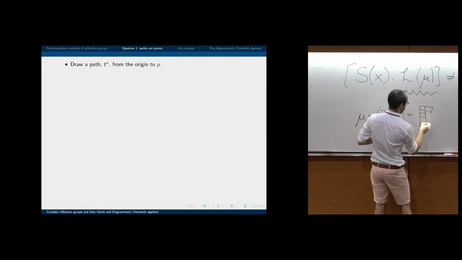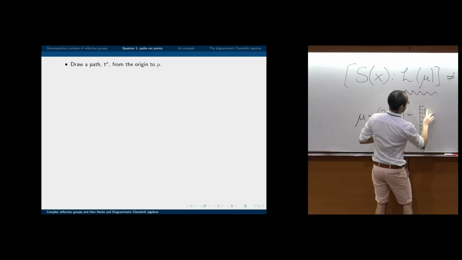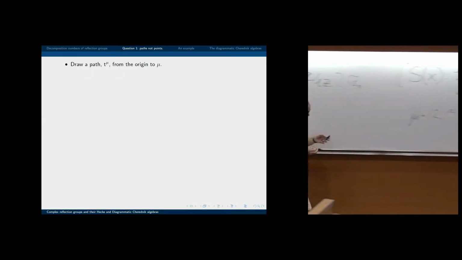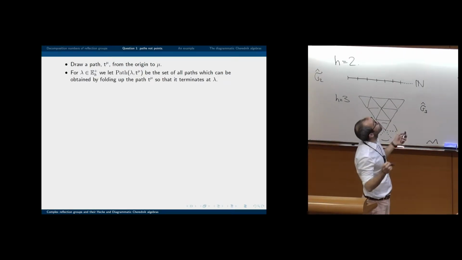2, 1, 2, 3, 4, 5, 6, 7, 8, 9, 10, 11. Still too big. 12. Okay, so there's 2, 1 to the 12. I'm going to draw a path from the origin to that point. Now I'm going to consider what paths I can obtain by reflecting this guy.